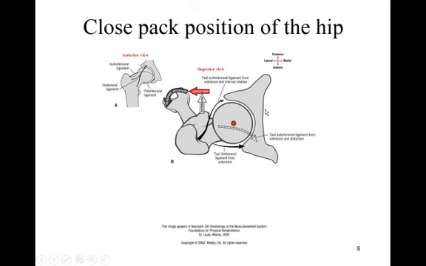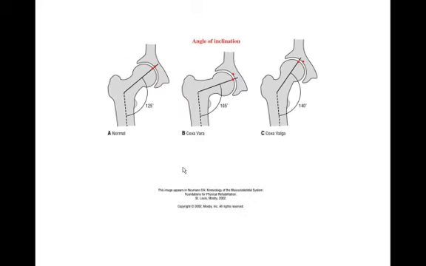Actually, this picture here shows our close pack position, and this is one of those really elegant illustrations from the Newman book. So it's complicated but elegant. It's a superior view, and it's showing abduction, extension, this is the front, and then internal rotation. So this is showing how the capsule gets tight with those motions together. Here's probably a better picture of that angle, 125 degrees. So here's our 125 degree normal angulation in the frontal plane.